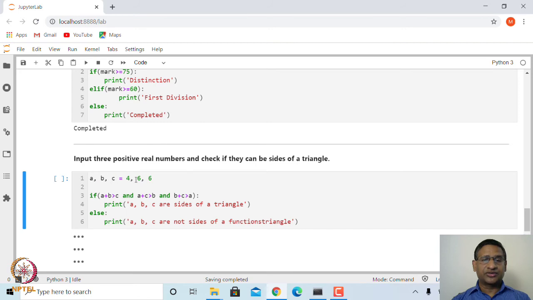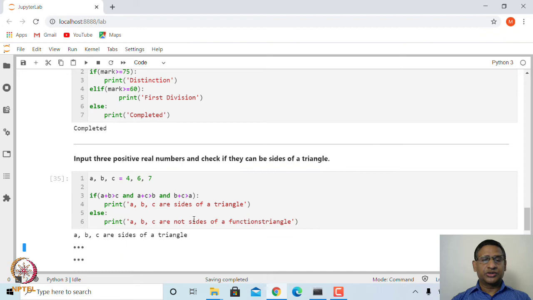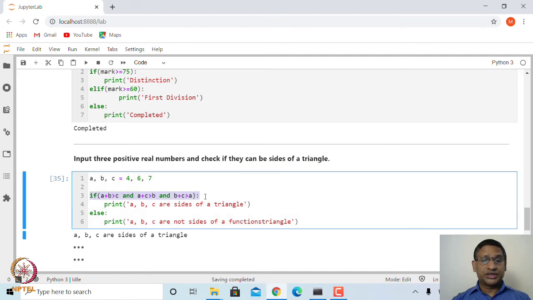So, a, b, c are in this case, let me say, 4, 6, 7, and we check if a plus b is greater than c. This is the combination where we join the conditions by and, or you can write or, depending upon what you need. So, a plus b is greater than c, and a plus c should be bigger than b, and a plus c should be bigger than a. In this case, we want to print a, b, c are sides of a triangle, otherwise they are not sides of a triangle. So, here inside the if we have used 3 conditions and they are joined by AND.